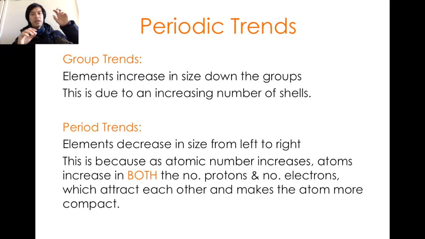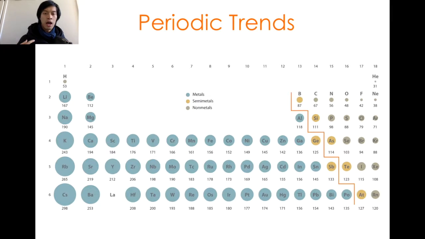If you have 11 protons and 11 electrons in sodium, those 11s will be attracted to one another. But if you have 12, you have 1 extra proton and 1 extra electron. That's 1 extra plus and 1 extra minus, making it much more attracted to one another and more compact. And that's what the periodic table looks like if you were to look at the size of the atom.